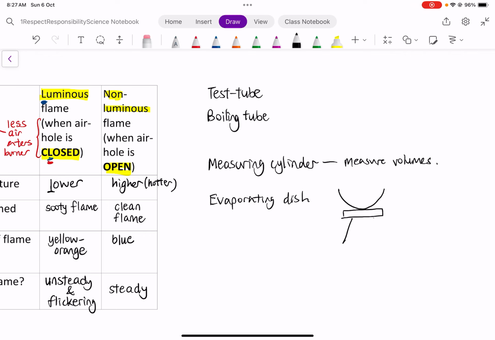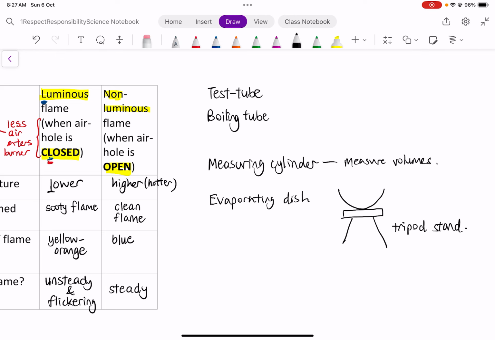The evaporating dish needs to be placed on a tripod stand. So the tripod stand supports the apparatus over a Bunsen burner. So you put the tripod stand and the evaporating dish over the Bunsen burner so that the Bunsen burner's heating, the flames, could actually help to heat up the solution and evaporate it away. So these are some common apparatus that you find in the lab. You need to be familiar with how to draw them.